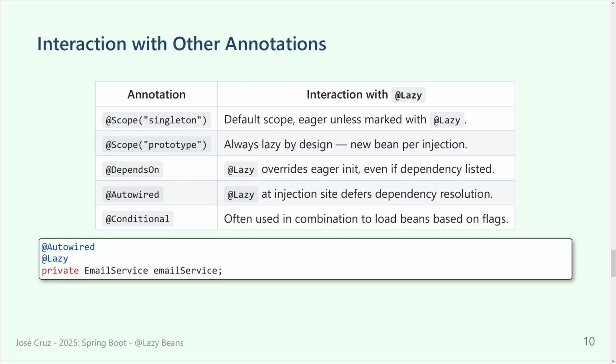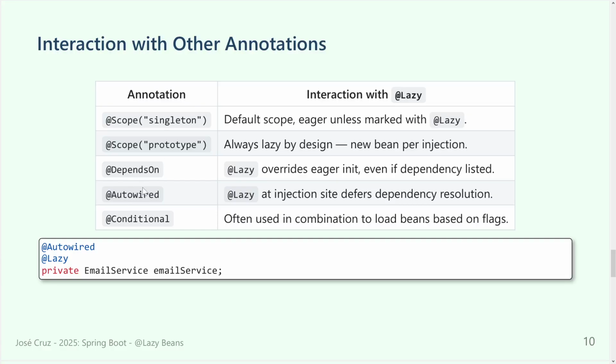unless you do a different thing, which is to mark the injection point also as lazy. You say the bean is lazy, but the injection point is also lazy. So don't initialize it now if you don't need it. A proxy will be injected, and the bean will not. So that's what eager means. The prototype is always lazy by design, with new beans per injection, so this will not be a problem.